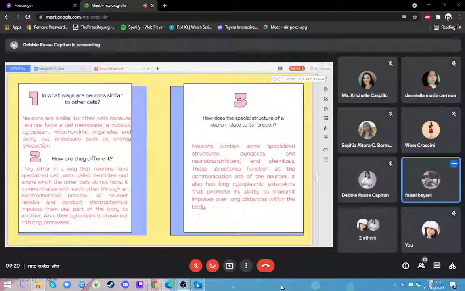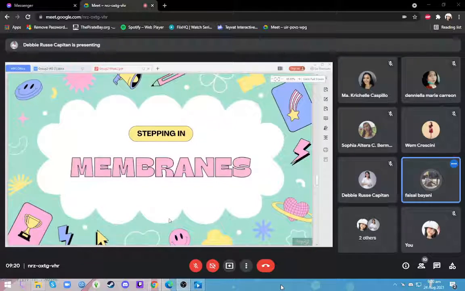They communicate with each other through an electrochemical process. All neurons receive and conduct electrochemical impulses from one part of the body to another. Also, their cytoplasm is drawn out into long processes. Number three, how does the special structure of a neuron relate to its function? Neurons contain some specialized structures, synapses, and neurotransmitter chemicals. These structures function at the communication site of the neurons. It also has long cytoplasmic extensions that promote its ability to transmit impulses over long distances within the body.